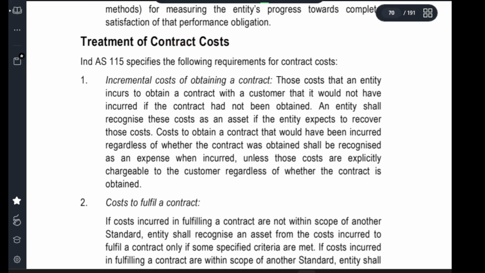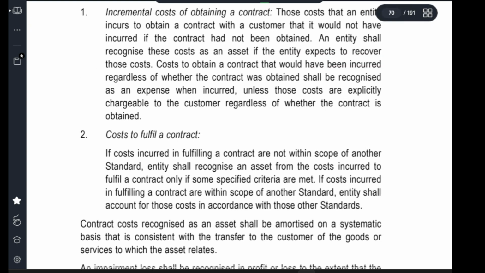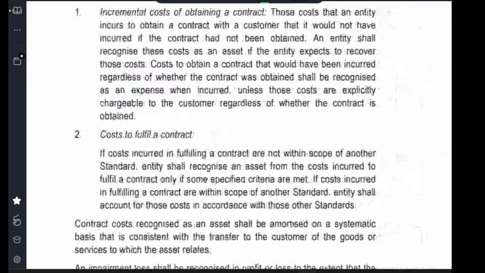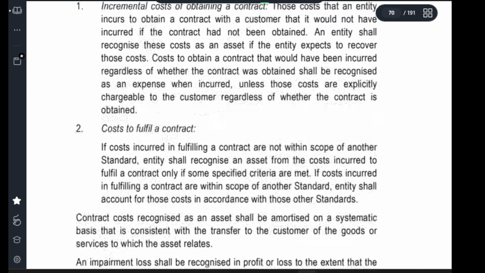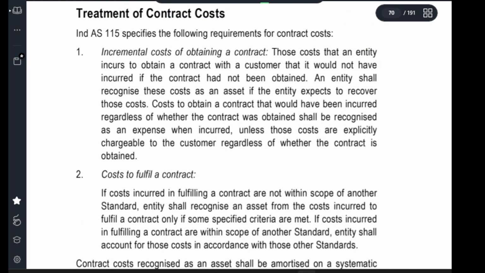Now, contract cost. Ind AS 115 specifies the following requirements for contract cost. There are two things you need to see: incremental cost of obtaining a contract, and cost to fulfill a contract. To get a contract, you incur some cost, and then to fulfill the contract, you incur some cost.